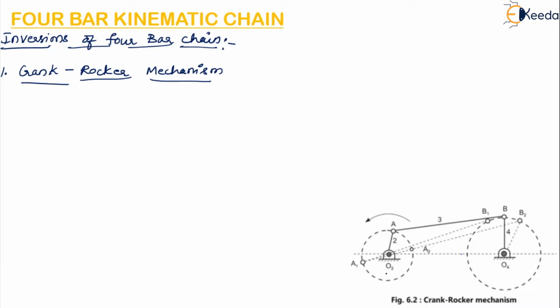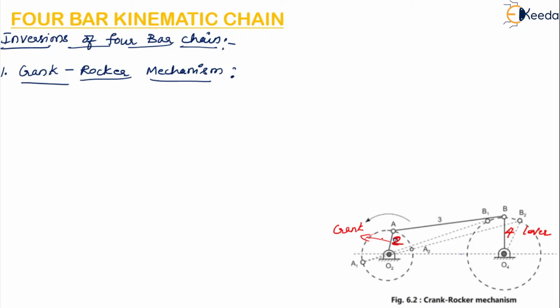Here we can see the figure showing the crank and rocker mechanism. So in this case, for every complete rotation of link 2, you can see this link is rotating and forming a circle. This link 2 is called the crank. And link 4 is called the lever.